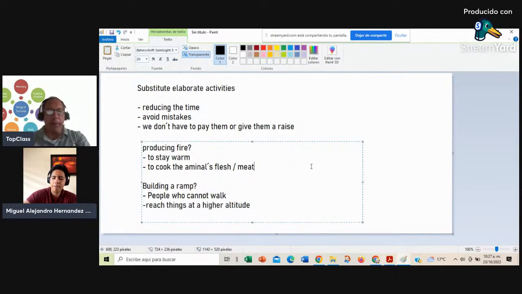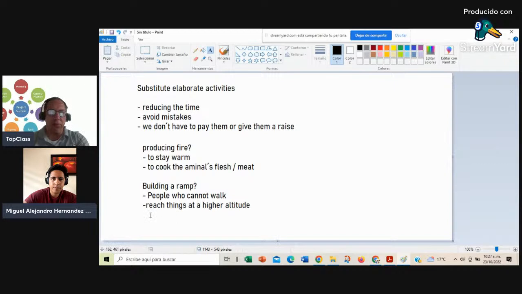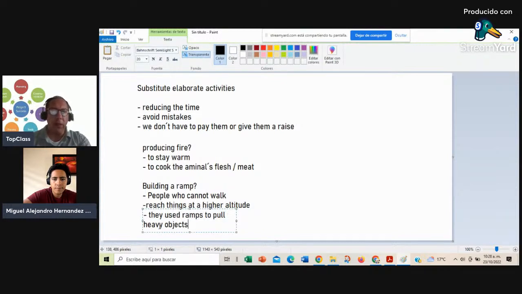That's true. For construction purposes, in the old days, like the pyramids, how did they put a stone above another stone, like the Egyptian pyramids or the Teotihuacan pyramids? Probably they needed a ramp, didn't they? Yes, that's true, they used ramps to pull heavy objects. So that was the original technology.